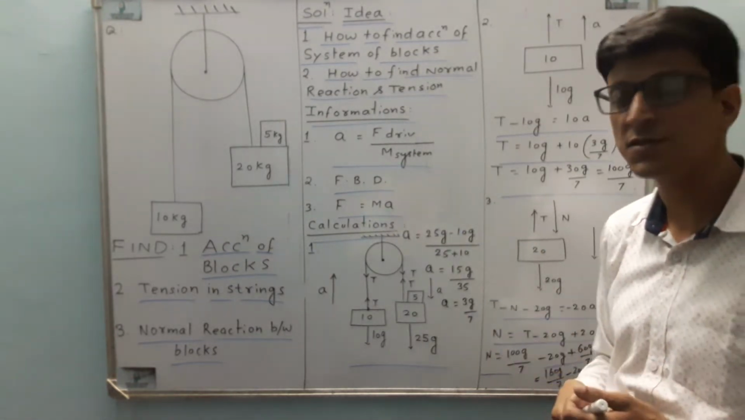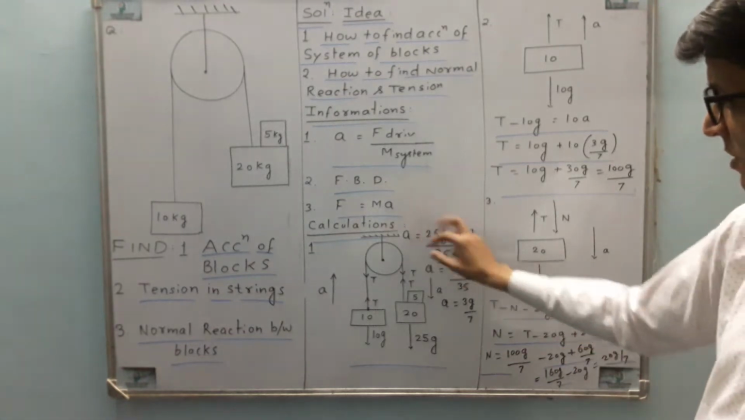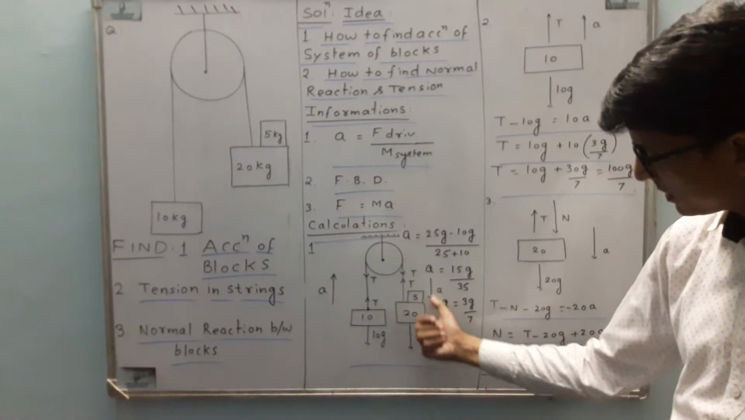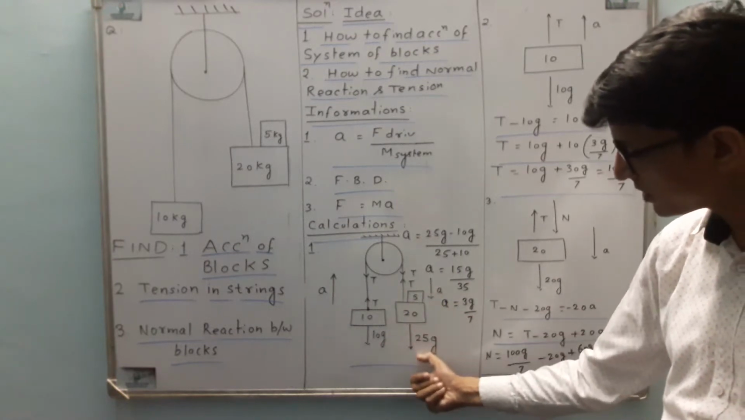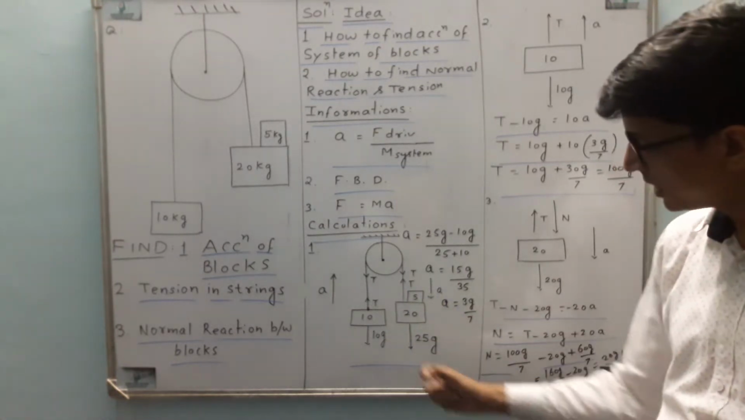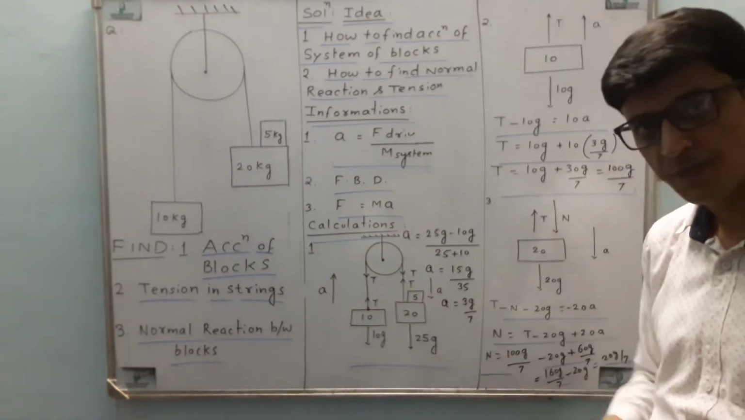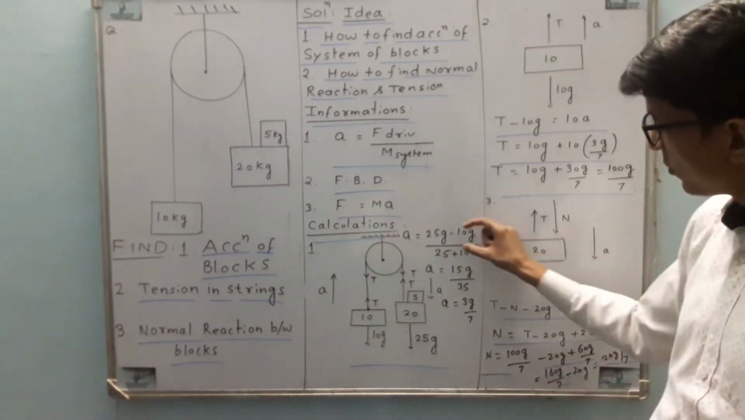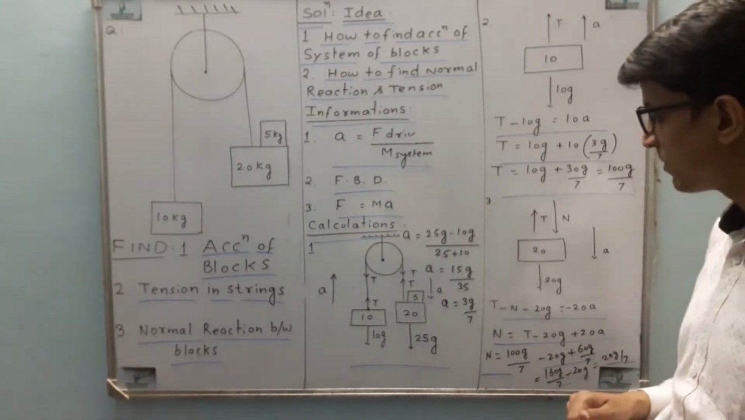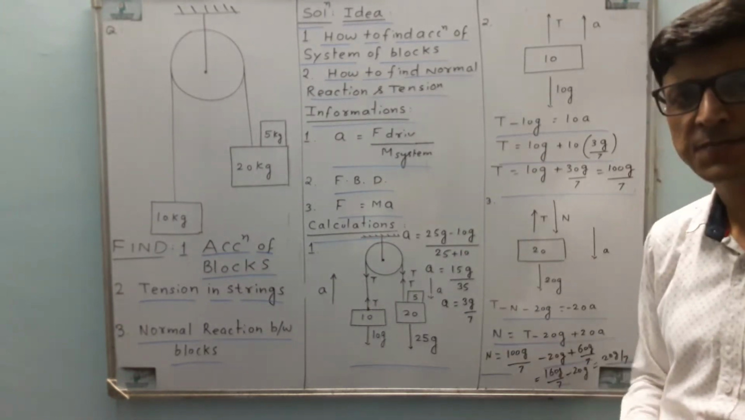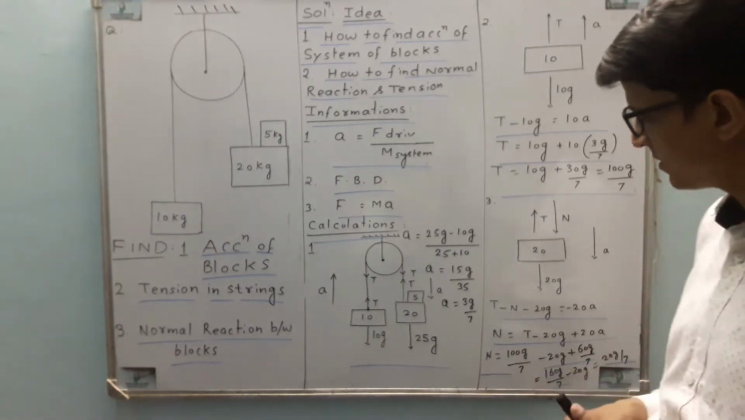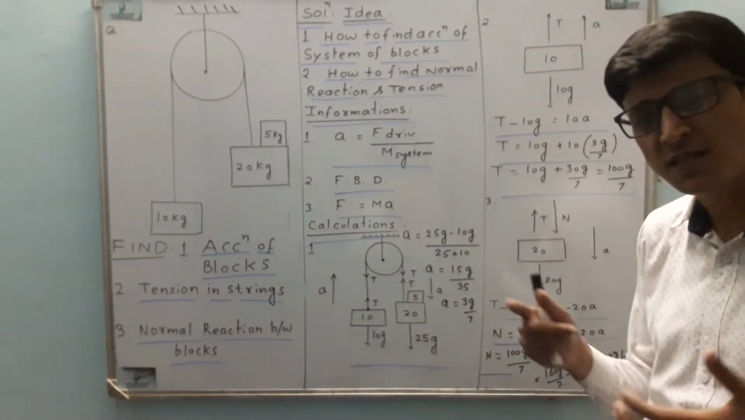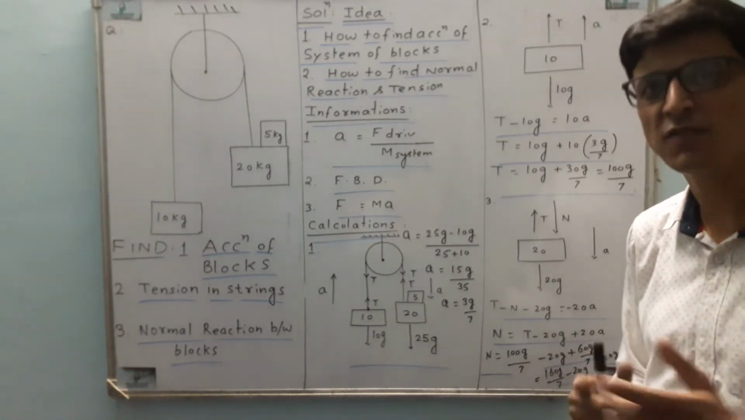Let's work on the calculations. The first part is a is equal to, because here the total mass will be 25. So net force acting on this system will be 25 g in vertically downward direction, and over here it will be 10 g. So the net driving force that will drive the system will be 25 g minus 10 g upon 25 plus 10. So it's 3g by 7. It's very amazing that forces are acting in opposite direction, but still they are subtracted. Think for that why it is.